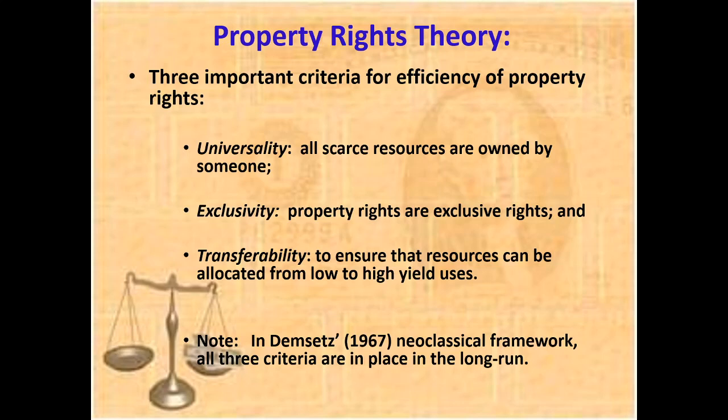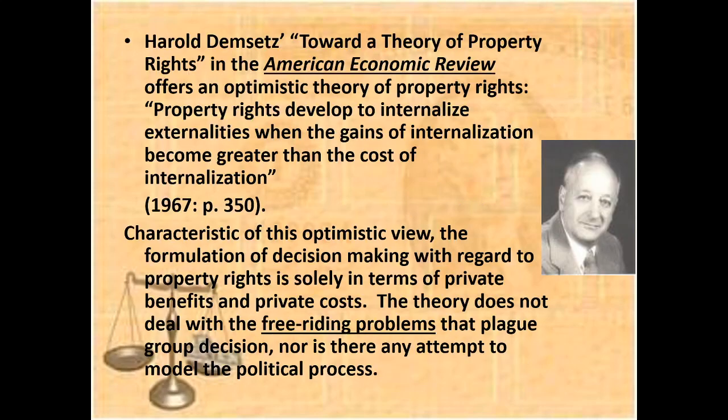This appeared basically in Demsetz's 1967 paper, Toward a Theory of Property Rights, which is in fact a neoclassical framework. All three criteria are in place in the long run. So in the long run, if you have to have a property right, then you have to have universality, exclusivity, transferability. In Toward a Theory of Property Rights, Demsetz defined that property rights develop to internalize externalities when the gains from internalization become greater than the cost of internalization.